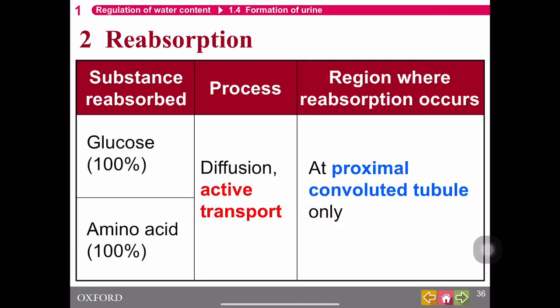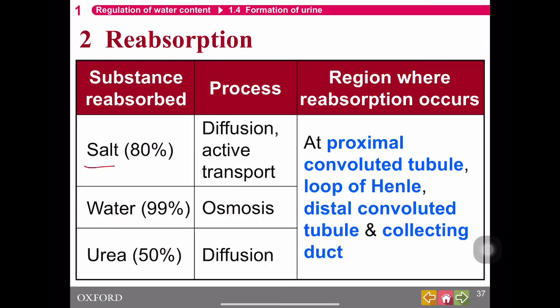Okay, to summarize about the reabsorption of different substances, let's use a table. For glucose and amino acids, they will be 100% reabsorbed. All of them will be reabsorbed at the proximal convoluted tubule. Okay, even the first part already reabsorbed all the glucose and amino acids, and the mechanism is mainly based on active transport, together with some diffusion.